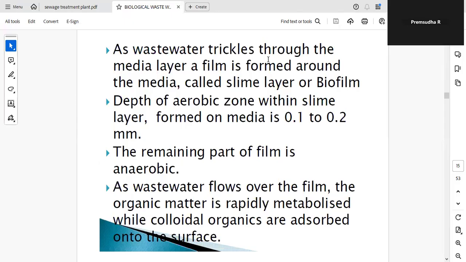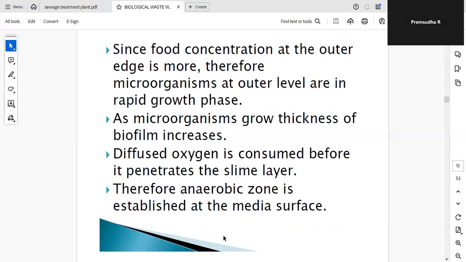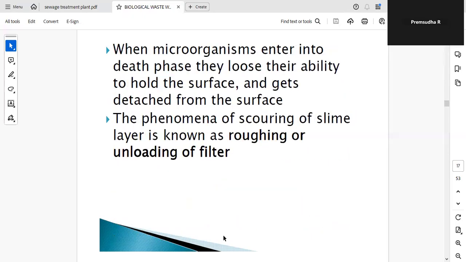As the wastewater trickles through the media layer, a film is formed around the media, called the slime layer or biofilm, as I said earlier. The depth of the aerobic zone within the slime is 0.1 to 0.2 mm. The remaining part of the film is anaerobic. As the wastewater flows over the film, the organic matter is rapidly metabolized, while colloidal organics are absorbed onto the surface.